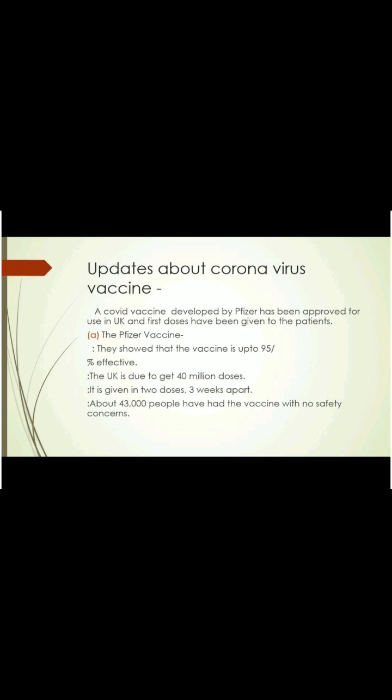About 43,000 people have had the vaccine with no safety concerns. The vaccine must be stored at a temperature of around minus 70 degrees Celsius. It will be transported in a special box packed in dry ice and fitted with GPS trackers. On 2nd December, the UK became the first country in the world to approve the Pfizer coronavirus vaccine for widespread use.